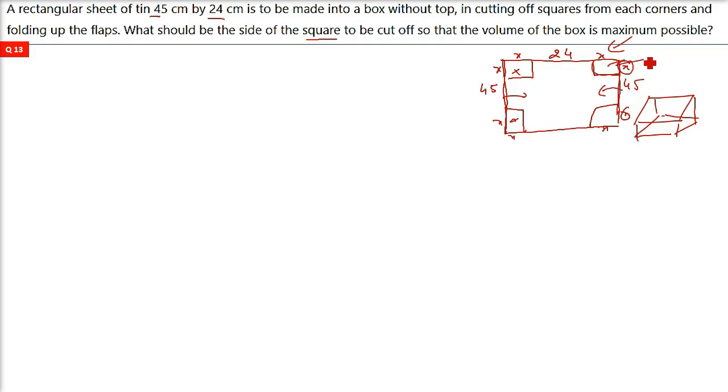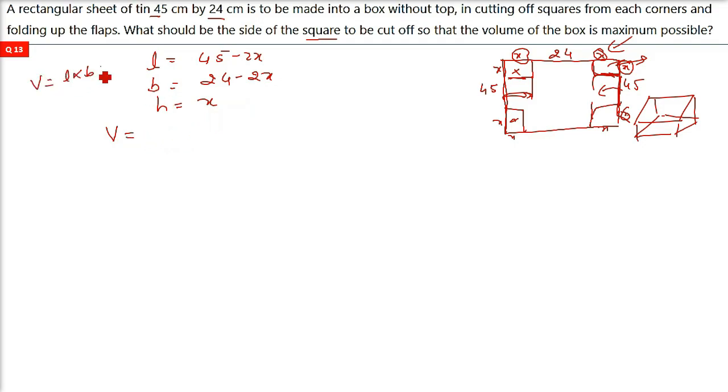For any side, if you see here in the diagram, then 45 minus 2x will be the side of the final board or the box that will be formed. Length will be 45 minus 2x. Similarly, 24 minus 2x will be the breadth. How about the height? Because the side which is cut for the square is x, and when we flap it up to make a box, height will be x.